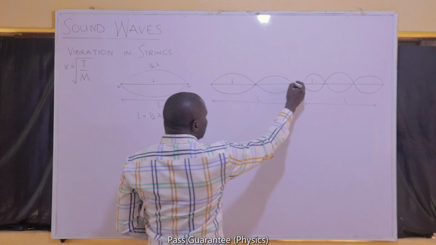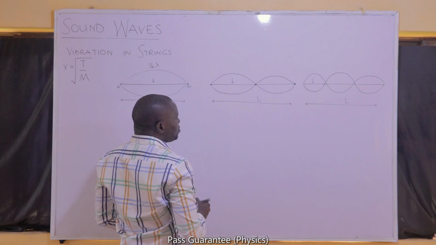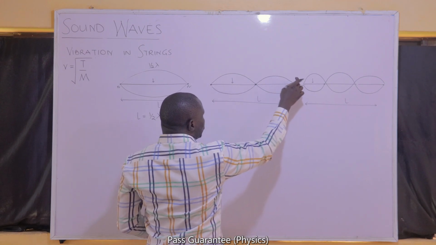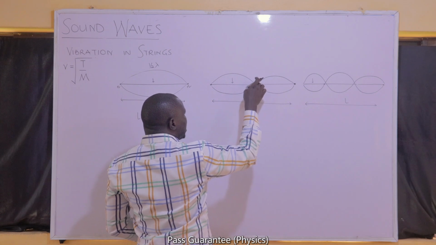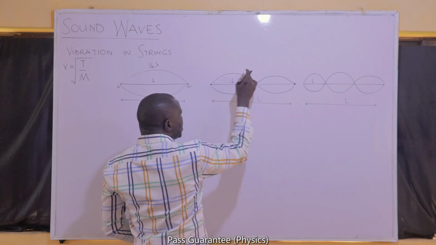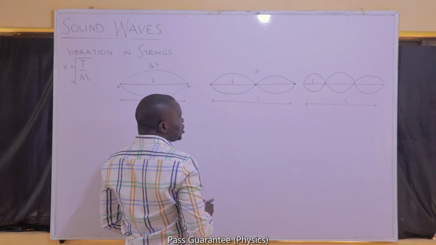This is a node, and this is the next node. This is another node. I expect you to know. Let us count the number of wavelengths that this has. This is node to node, half. Another node to node is half. So half wavelength plus half wavelength gives us one wavelength. In terms of wavelength, it's just one.